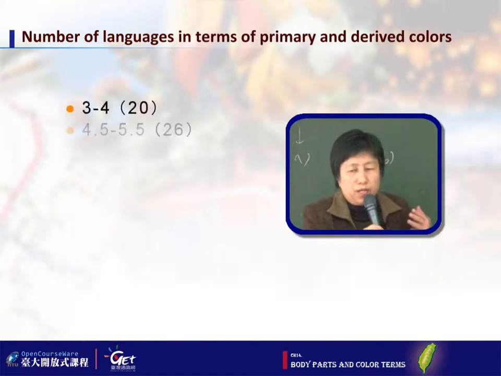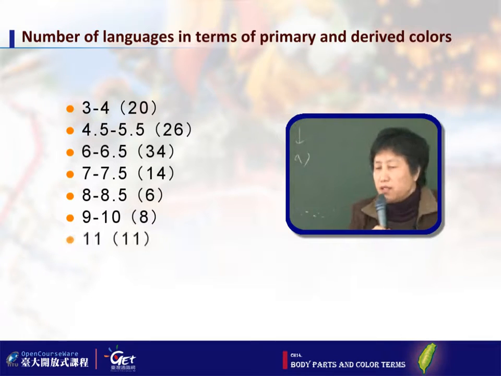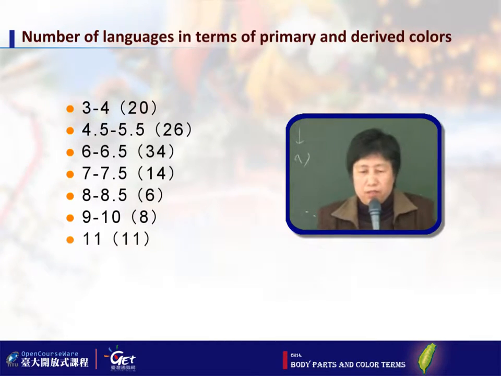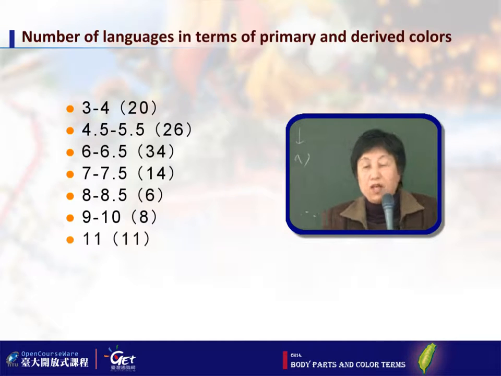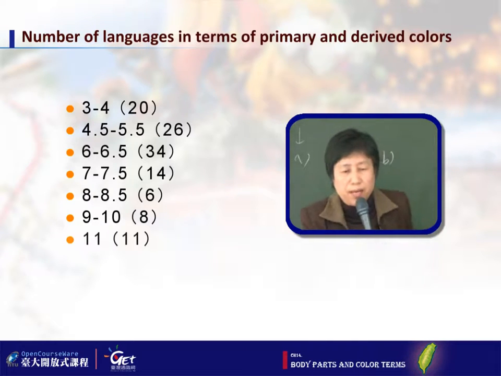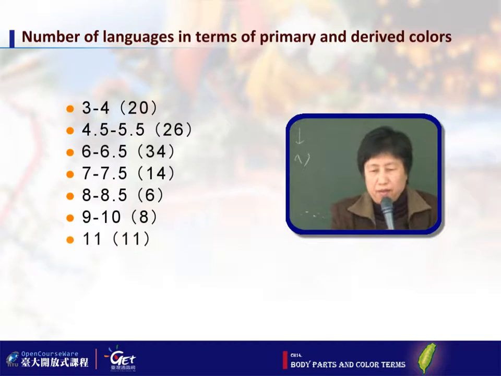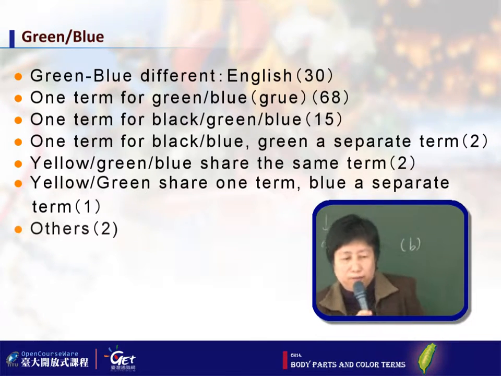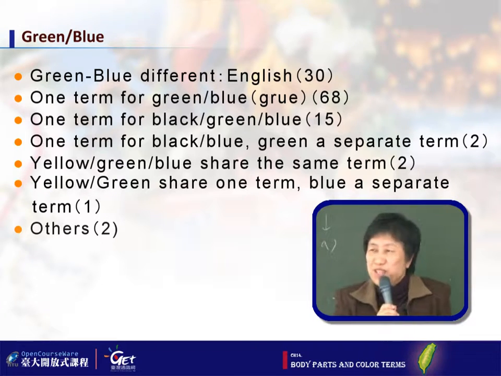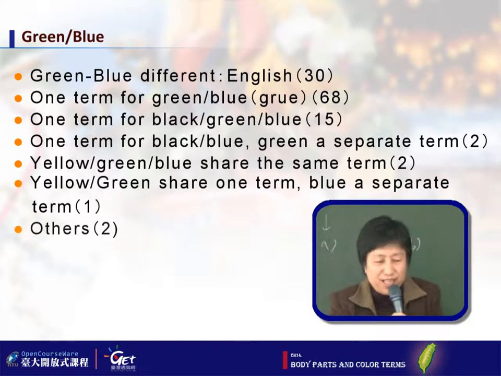But if we put primary colors and derived colors together, again this will be the distribution of the number of languages surveyed. So again, we see that most of the languages would have 4, 5, or 6 colors if you combine the primary and derived colors all together. Okay, and we are interested in green and blue color. Just like the party here, we have green and blue. The color we also have a green and blue color.